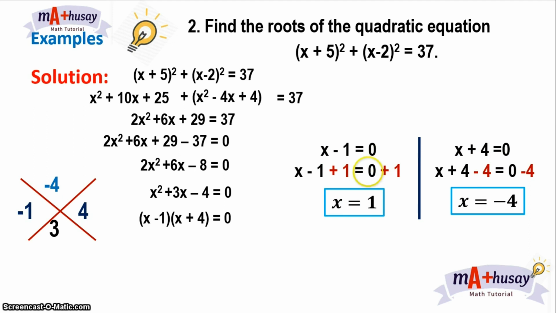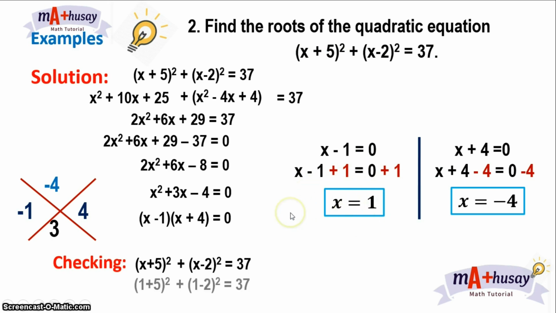So we will check whether these two solutions hold. So again, we get this original equation and we substitute first x equals 1. When x is equal to 1, in this case, we have 1 plus 5, that's 6. 6 squared is 36, right? So, on the other part of this equation, we have 1 minus 2 is negative 1. When you get the squared, it's positive 1. So, 1 plus 36 is 37, which is equal to the right side of the equation. So 1 is a solution.